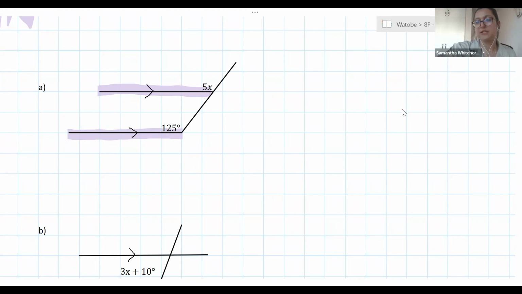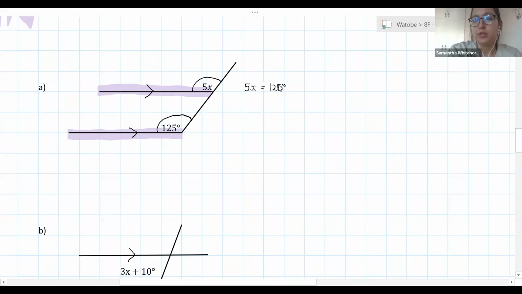Which of my parallel reasons could I use here? Tari, what do you think? Ma'am, I think we should use corresponding. Excellent, well done, because we've got an F shape, right? Yes, ma'am. Good. So guys, because we've got this like upside down backwards F shape, we know that we're working with corresponding angles. And so we know that the angle 5x should be equal to the angle 125.